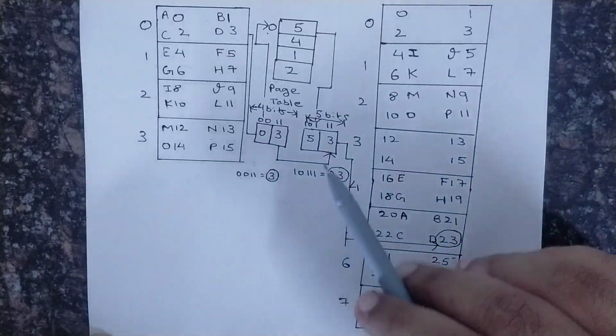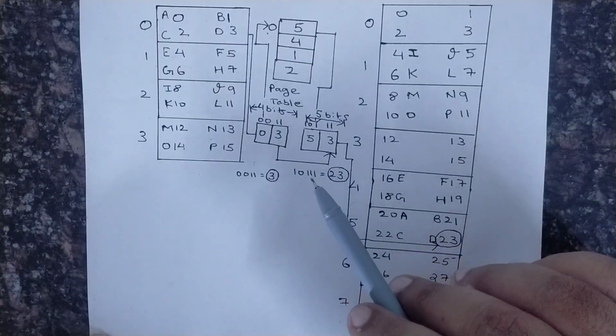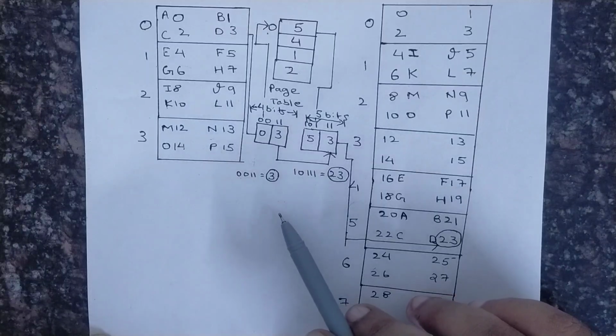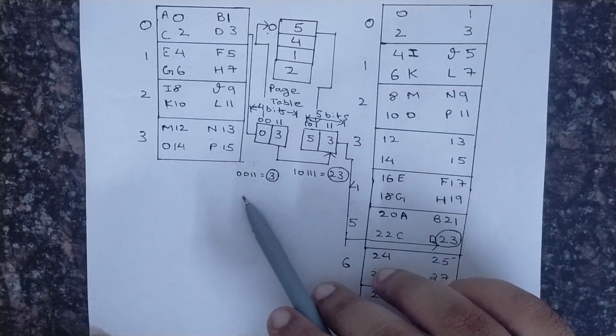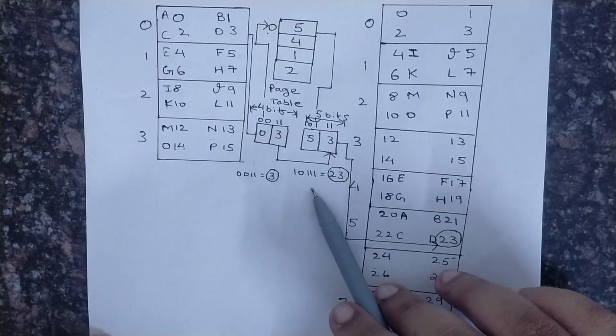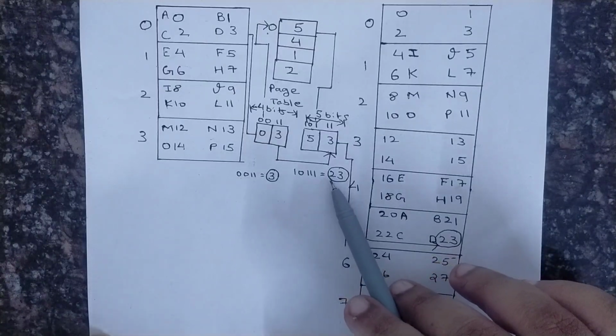Now as you can see here, both page offset and frame offset remain same, that is 11, which is equal to 3 in decimal. In this way, logical address 0011, which is equal to 3 in decimal, is converted to physical address 10111, which is equal to 23 in decimal.